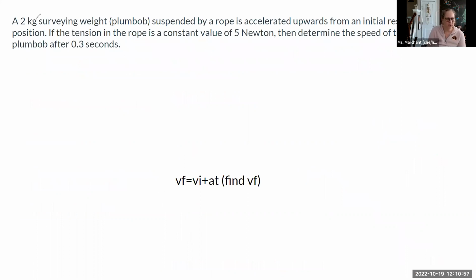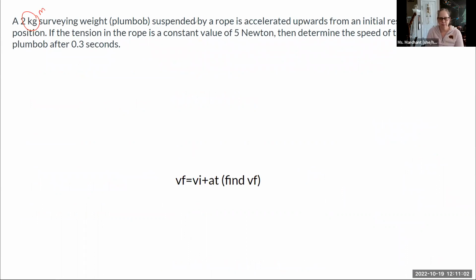Okay, so I have a 2 kilogram surveying weight, which is called a plumb bob, that's its mass, suspended by a rope and is accelerated upwards. So my acceleration is going to be positive in the up direction from an initial rest position, so velocity initial equals 0. If the tension in the rope is 5 newtons, so that's the force of tension, then determine the speed of the plumb bob after 3 seconds. Because we have velocity initial here, the "after" also tells us we need that velocity final.